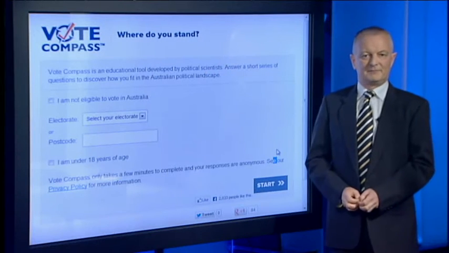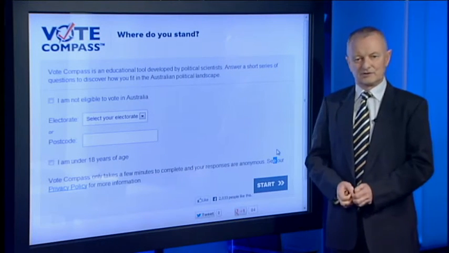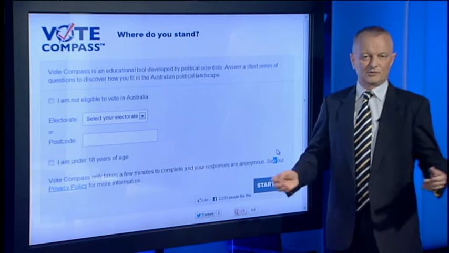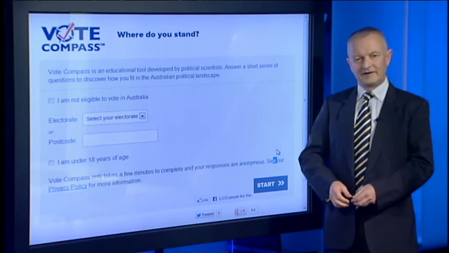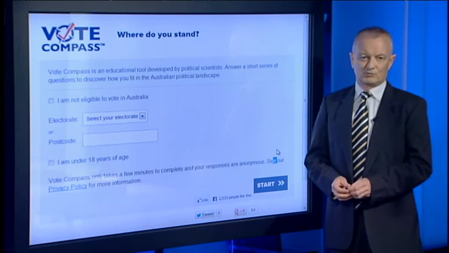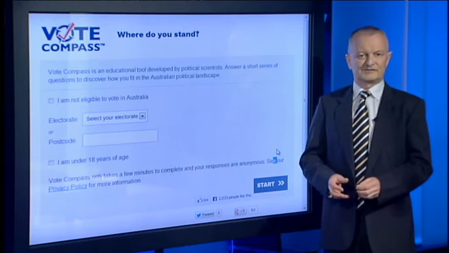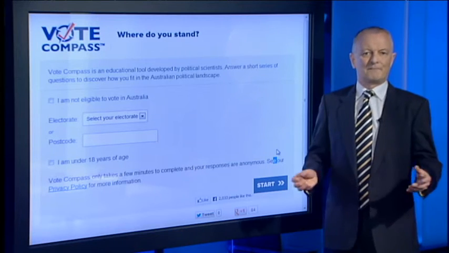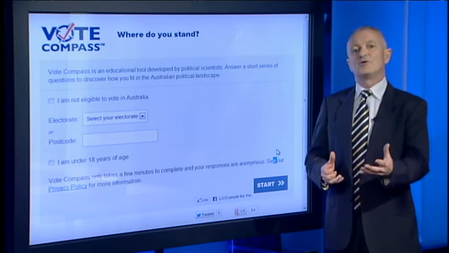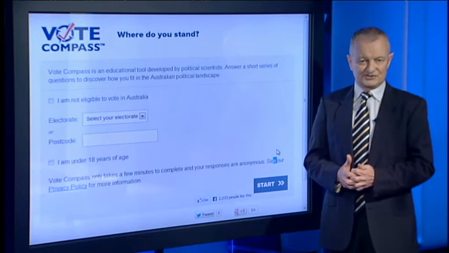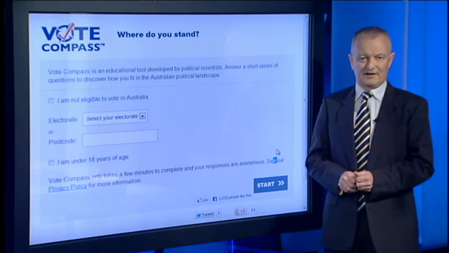Welcome to Vote Compass, the ABC's new voter engagement tool. It's a tool which allows you to fill in a whole series of questions on policy issues that are recurrent in this election campaign and compare where you stand to what the political parties' positions are on those same questions. It's an attempt to get policy into this campaign. You can answer the questions, and then you can go and look at what the parties' policy positions are on each of the questions we're supplying in this survey.